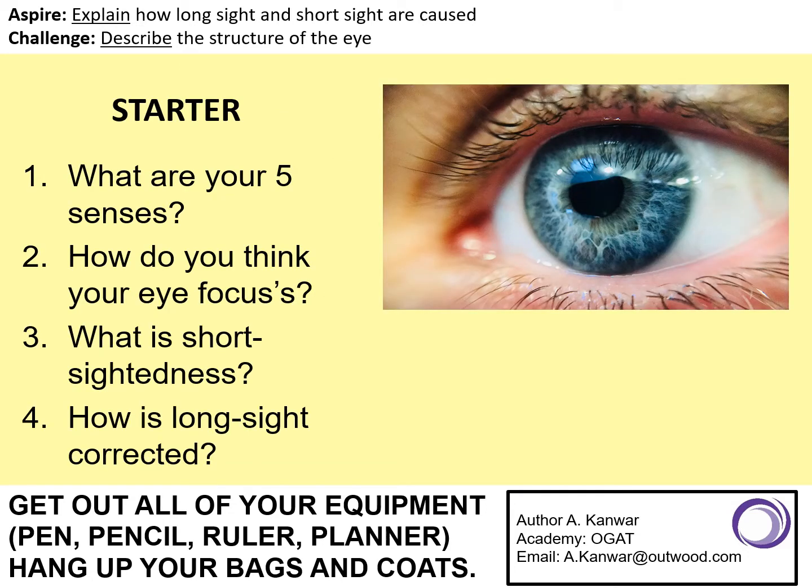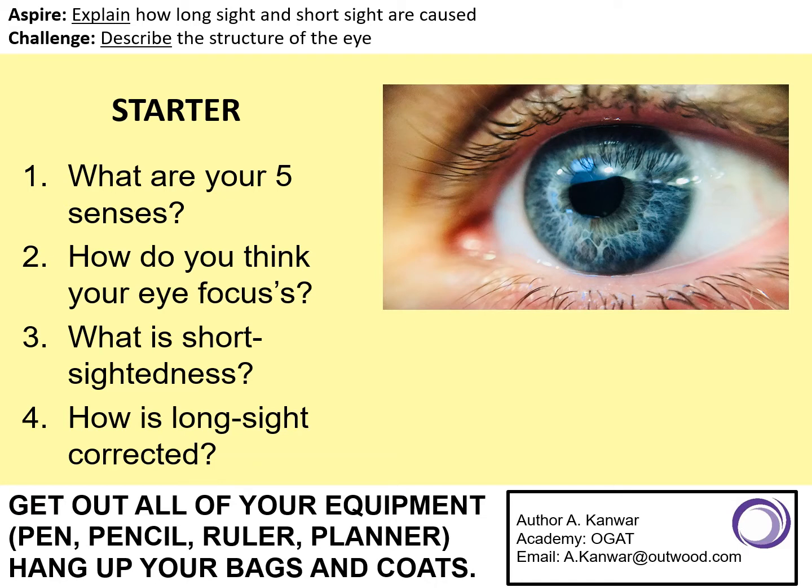As always, let's start off with a starter to get us thinking. I've got 4 questions for you, which you can write on a whiteboard or a piece of paper, 1 to 4. Question number 1, what are your 5 senses? This is from our previous learning. Number 2, how do you think your eye focuses? Number 3, what is short-sightedness? Number 4, how is long sight corrected?